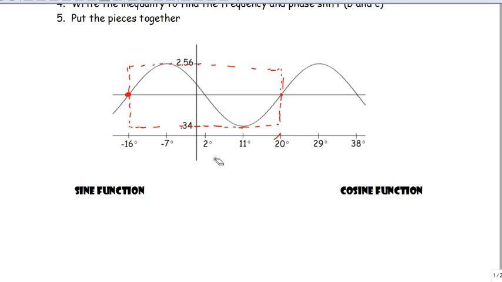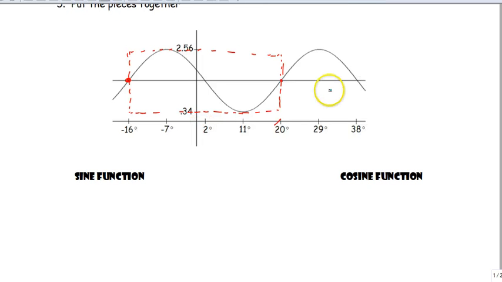Now, what does this tell me? I have to find the node line. Well, the problem with this is I did not give you a node. But I did give you a top and a bottom of the graph. Well, the node is just the middle line of the top and bottom. So, for the node, if I do 2.56 plus 0.34 divided by 2, finding the midpoint, then I get 1.45. So that's my node line.